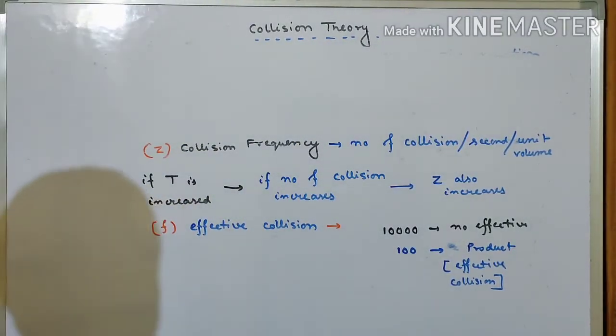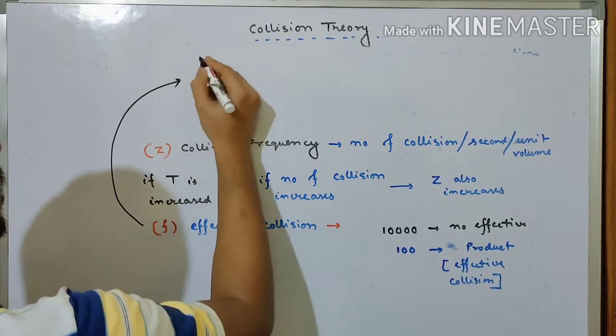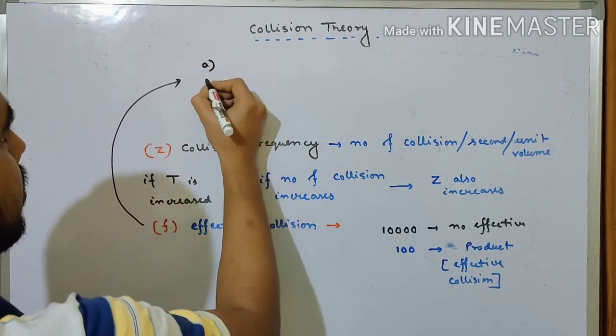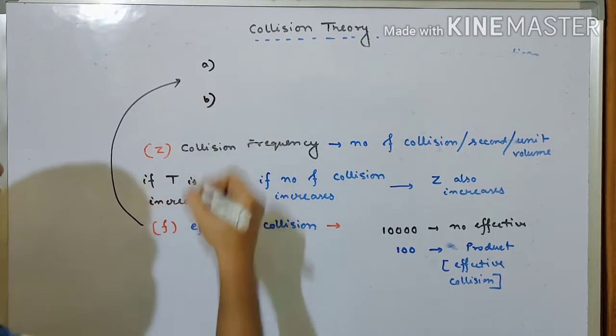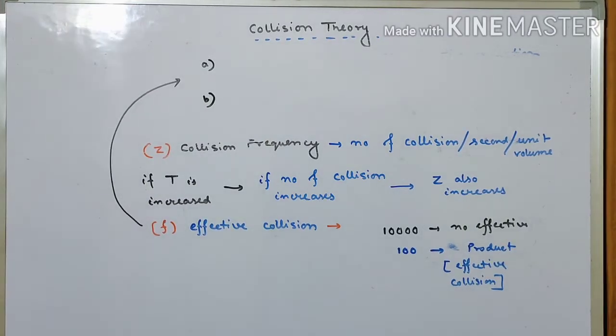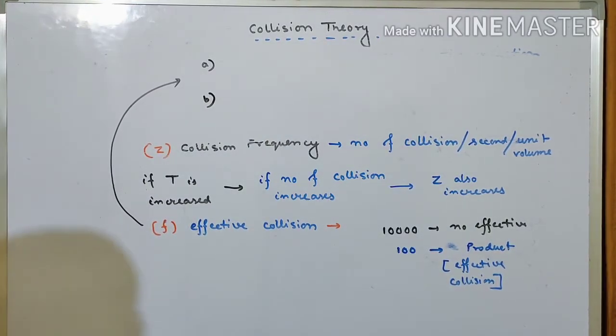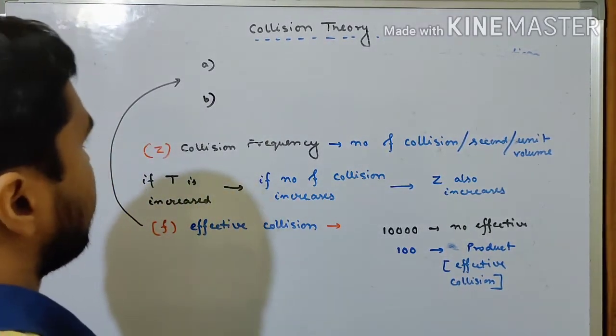So we can say that this effective collision depends on two factors. The factors are energy barrier and orientation barrier.